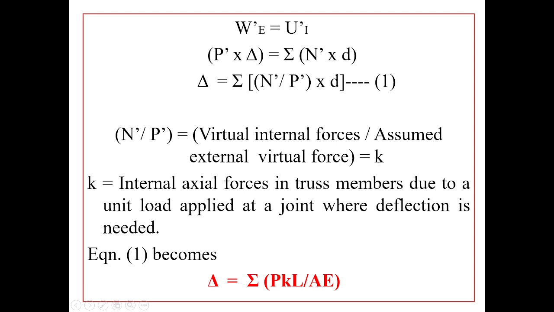So this total N dash by P dash I can call it as K. Now this K is nothing but the internal axial force which every truss member undergoes due to a unit load applied at a joint where deflection is needed. That means we apply 1 Newton or 1 kilonewton as the case may be to the joint where we want the deflection, and then we measure K forces, that is virtual or imaginary forces in all the members, and therefore when I substitute N dash by P dash equal to K, then equation 1 becomes delta equal to summation of PKL by AE. So this is the equation for a pin jointed plane determinate truss to find the deflection at any joint by using unit load method or virtual work method.